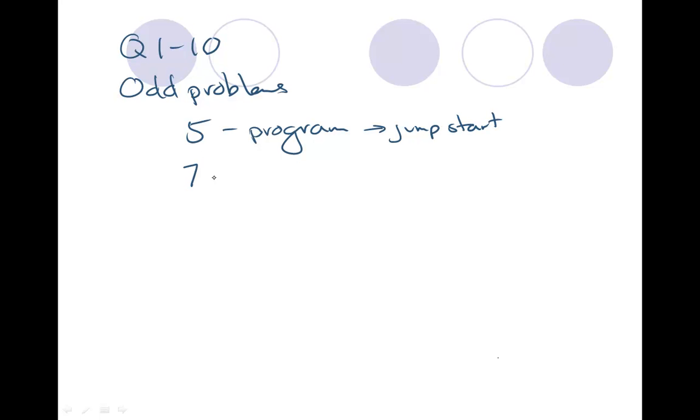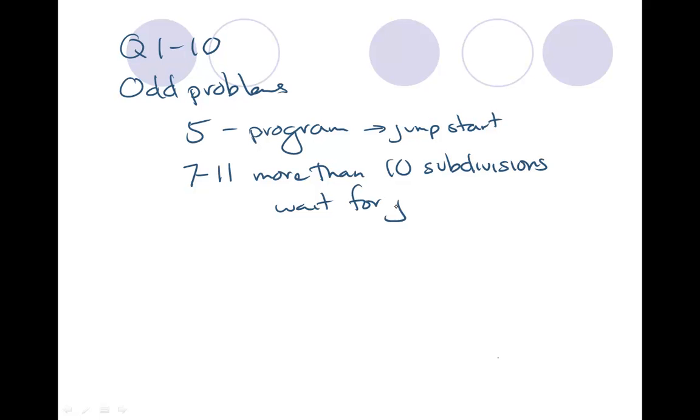And then in 7 through 11, if they ask you to do more than 10 intervals, more than 10 subdivisions, please wait for Jumpstart to do that. You can do the 4 or 5 or 6 divisions, anything up to 10 divisions manually, but wait for Jumpstart to do anything greater than that.